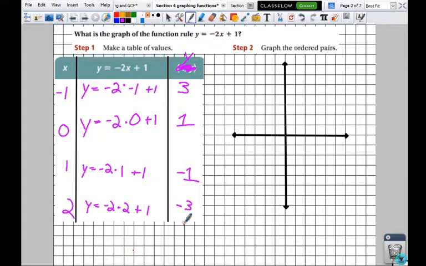I'm going to graph -1, 3 for my first point here. I'm going to go over here to -1, up 1, 2, 3. Get my first dot. I have 0, 1 for my second dot. Left and right 0, up 1. I'm going to have 1, -1 next. And then for my last one, I got 2, -3. So right 2, down 1, 2, 3.